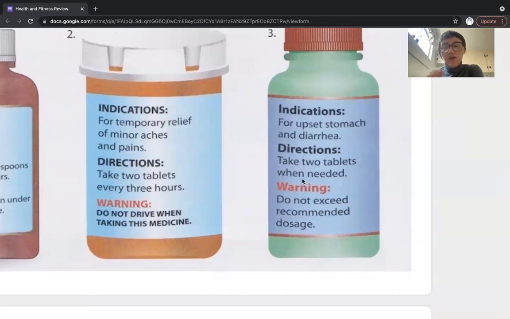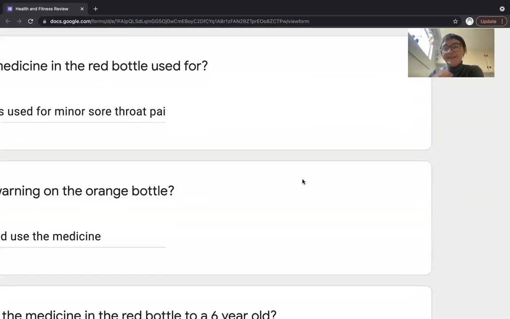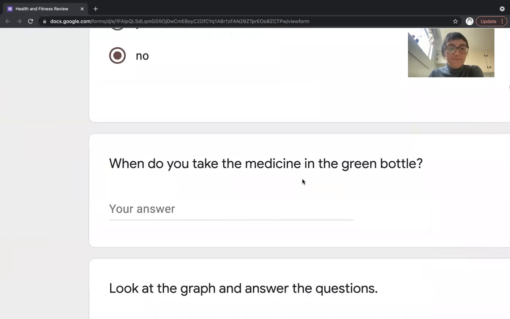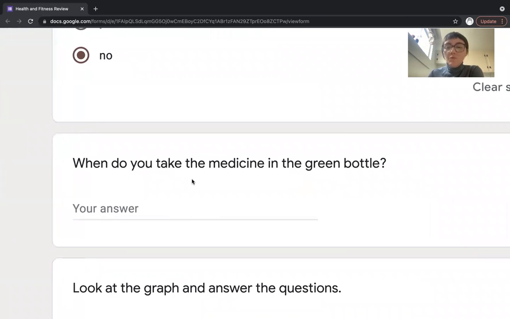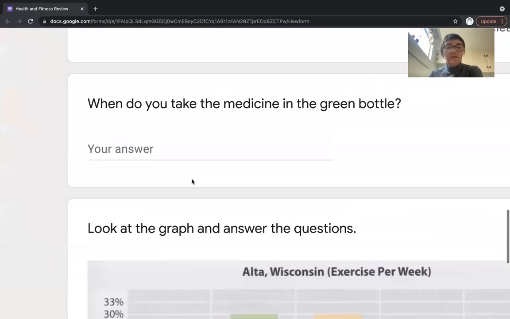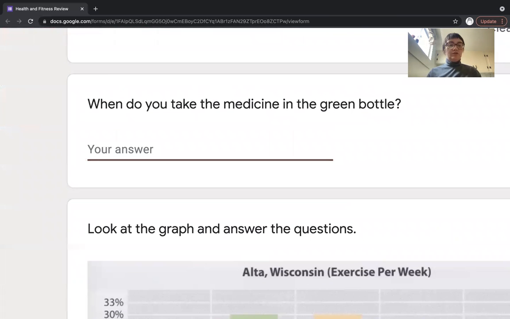So this one's kind of a tricky question. You could answer it as for upset stomach and diarrhea, or you could answer it as take 2 tablets when needed. That's how often you should take it. So when do you take the medicine in the green bottle? 2 tablets when needed is what we can say.